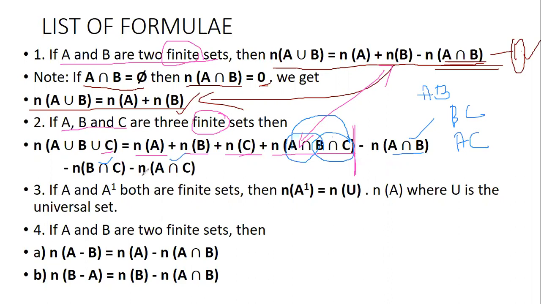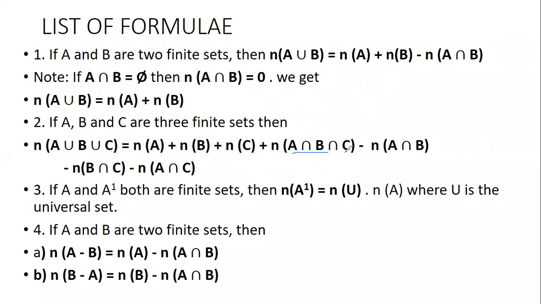Whenever you have 3 sets and we have to solve the problem, we are going to use this formula. So what is the formula? n of A union B union C is equal to n of A plus n of B plus n of C plus n of A intersection B intersection C minus n of A intersection B minus n of B intersection C minus n of A intersection C. Clear? Understood the second formula? Any doubts?